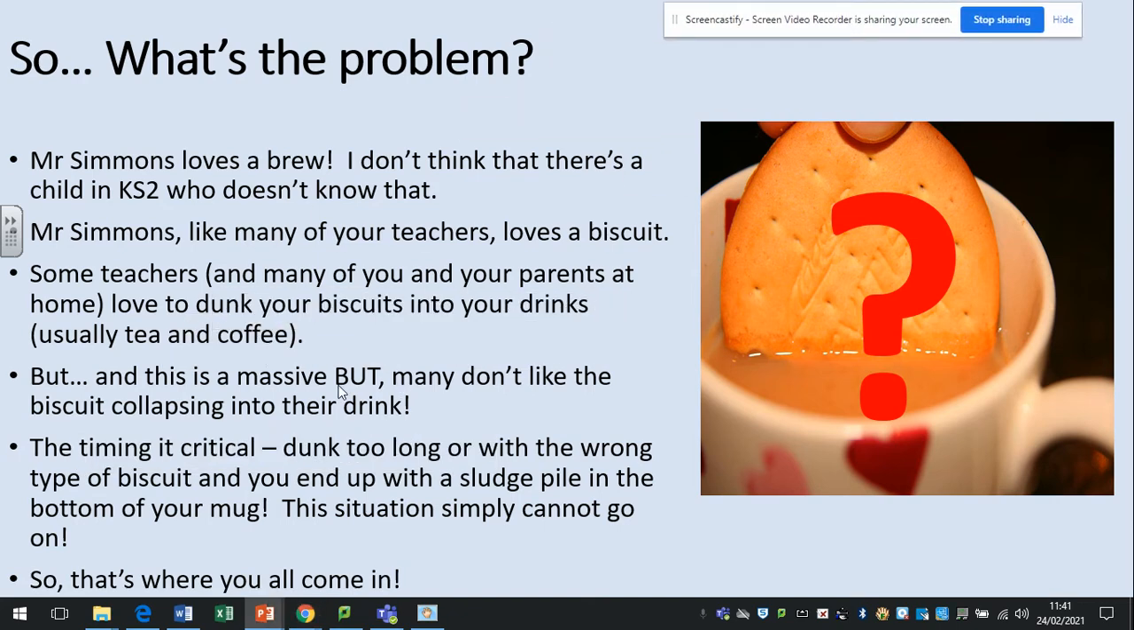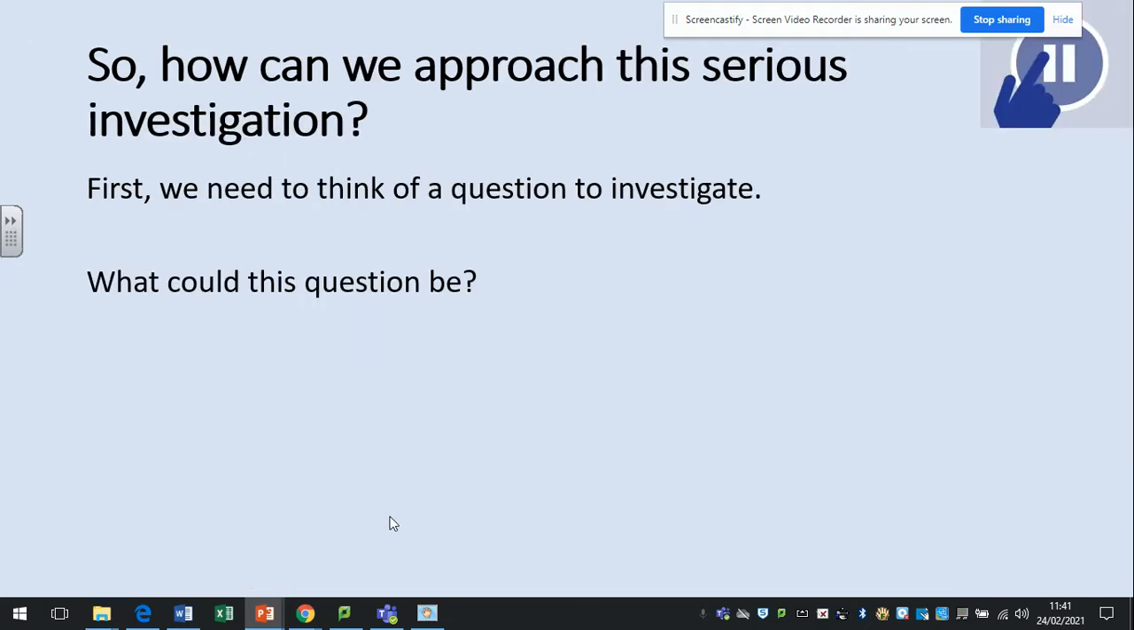So this is where you guys come in, our chief investigators, our chief scientists of the day. So how can we approach this serious investigation? And I do mean it is serious. First, we need to think of a question to investigate. At this point, it's a good idea to have your worksheets from your pack in front of you. This is the one with all the boxes on it at the start. So first, we need to think of a question to investigate. Think about what that question could be. Remember, we're looking at dunking, we're looking at biscuits, and we're looking at what liquids it goes into. So pause now and have a think about what that question might be.